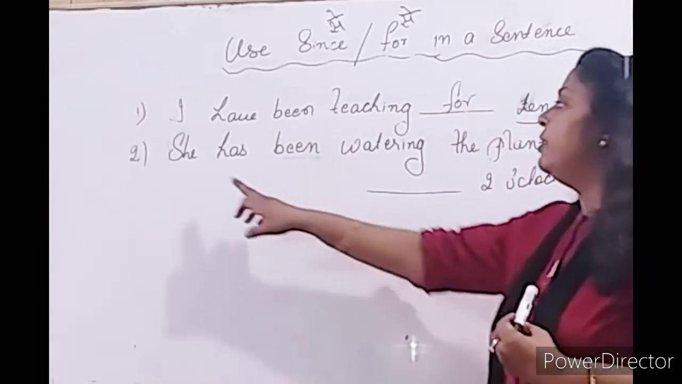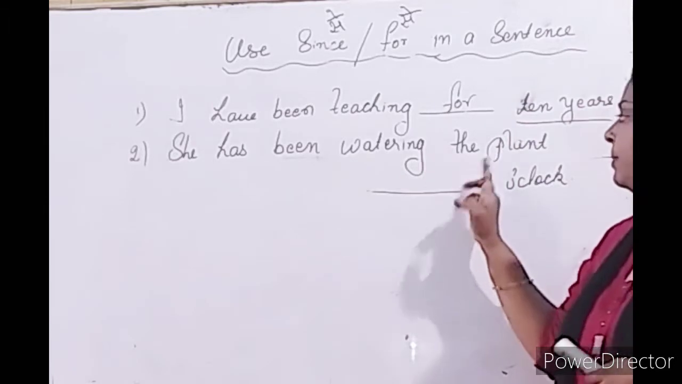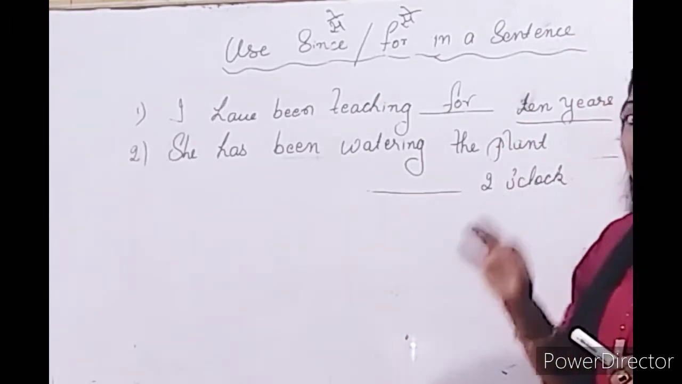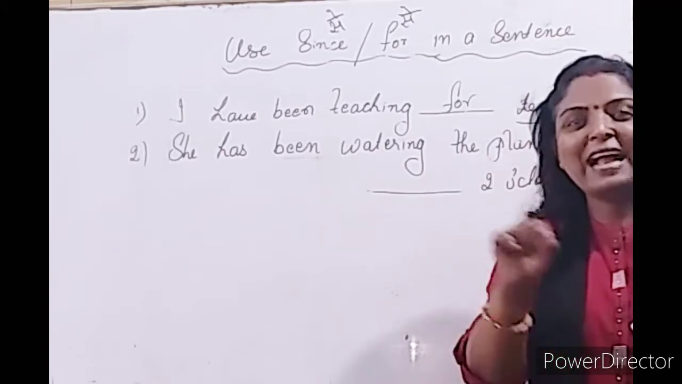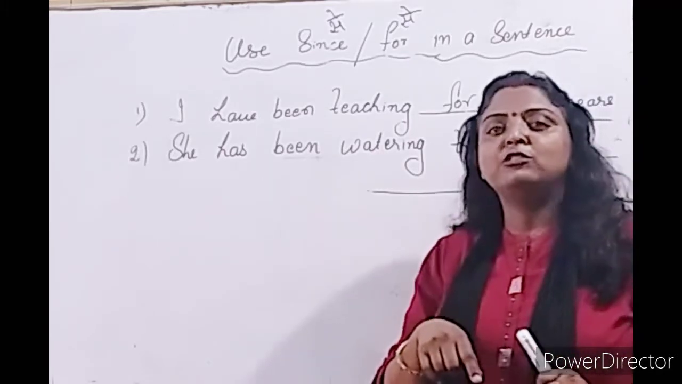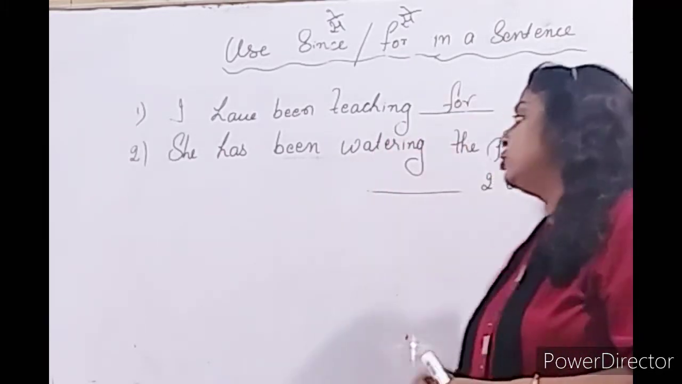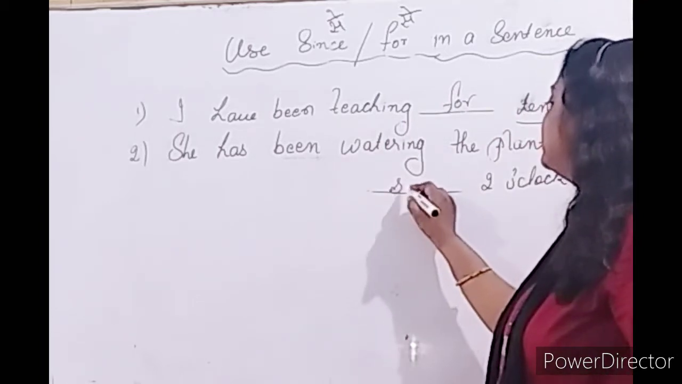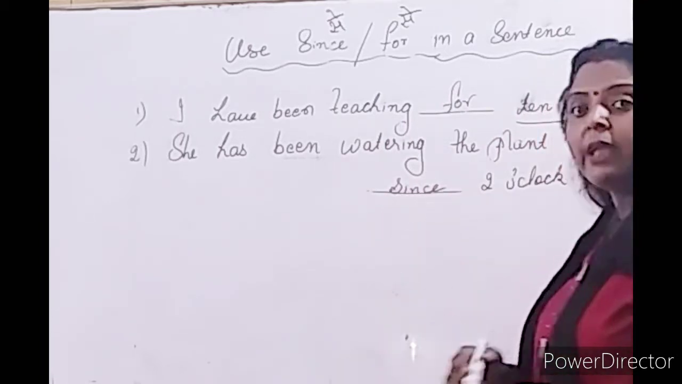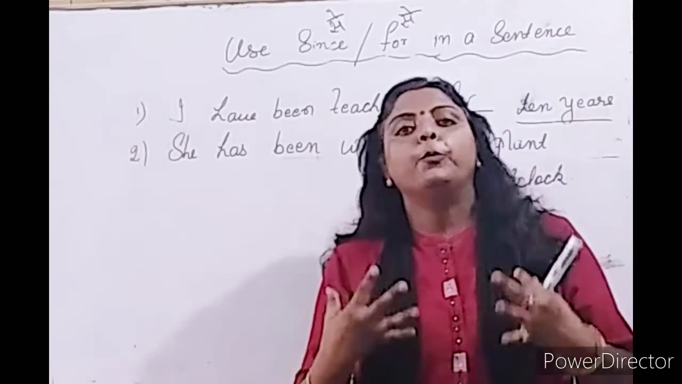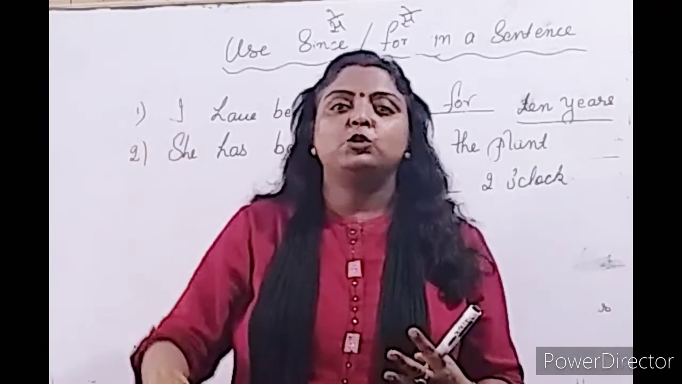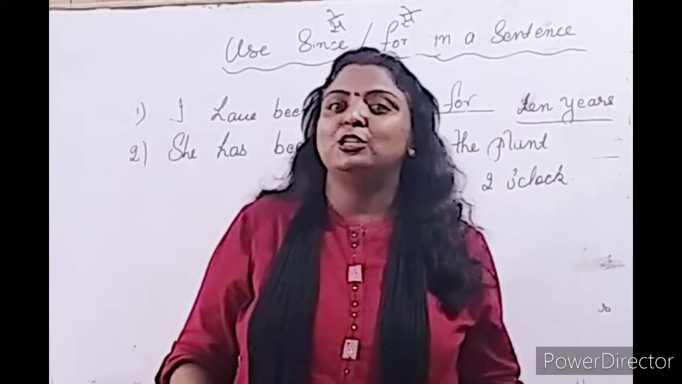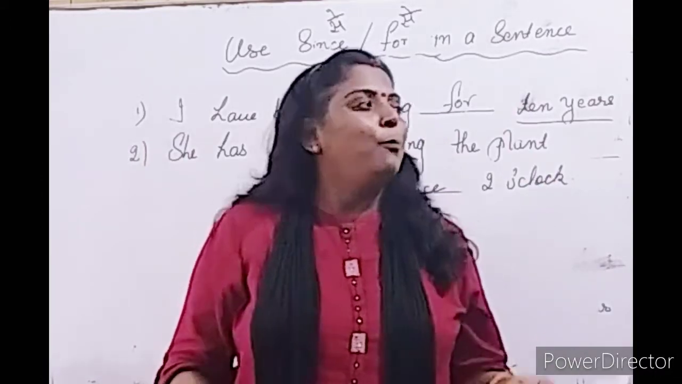Now here, she has been watering the plant dash 2 o'clock. When I'm saying 2 o'clock, that means I'm talking about the exact time. I'm talking about the point of time. So that's why here we will use since. Okay. So guys, like this only you practice it. Keep all the rules in mind, in which situation we use since and in which situation we use for. Hope you all understood it.